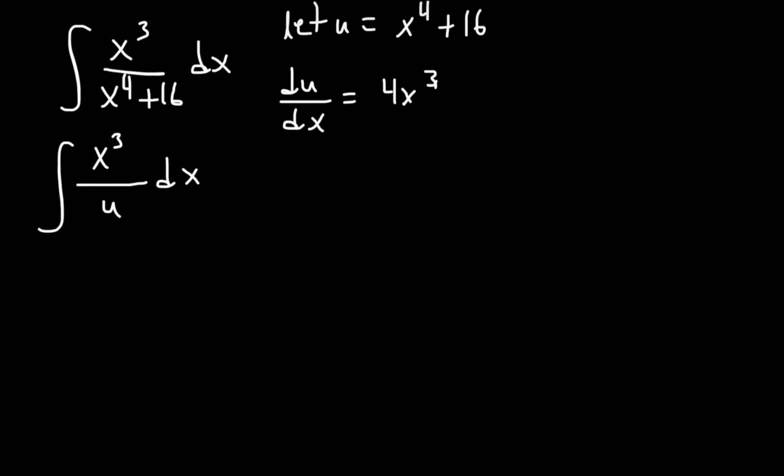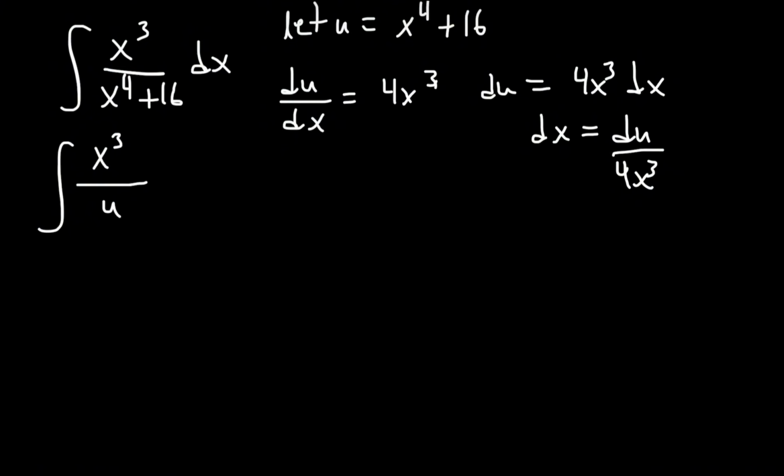Now I'm going to isolate for dx. So I know du is going to be, multiplying dx on both sides, 4x cubed times dx, and then dx equals du over 4x cubed. So I can get rid of this dx. I'm just replacing dx with du over 4x cubed. So the x variable cancels out, which is great. Now we can focus on u.